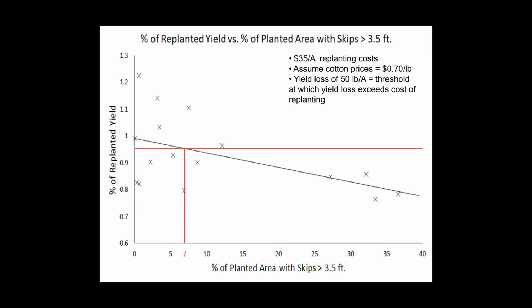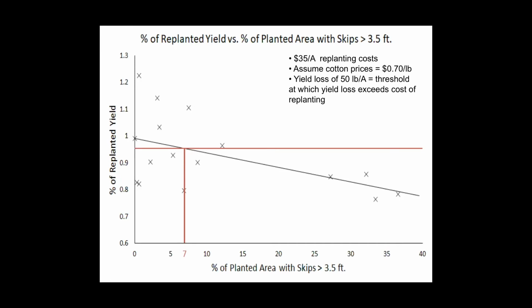look at this in several more environments, but this is a scenario here where on your y-axis you can see the percent of replanted yield. So 1 being equal to 100% of replanted yield. Anything less than that was lower yielding, and anything greater than that is higher yielding. And we have a regression line here correlated to percent of planted area, in this case, occupied with skips greater than 3.5 feet.